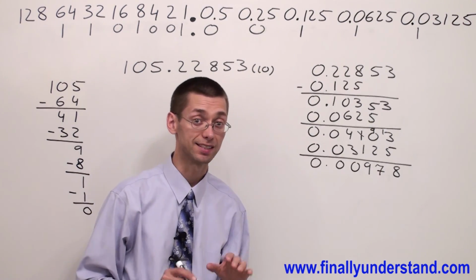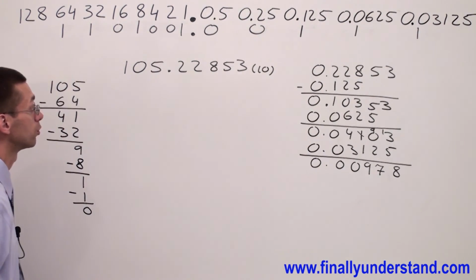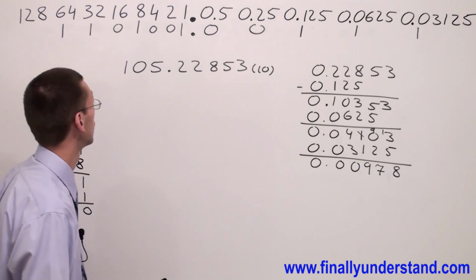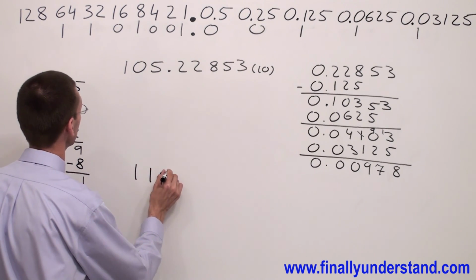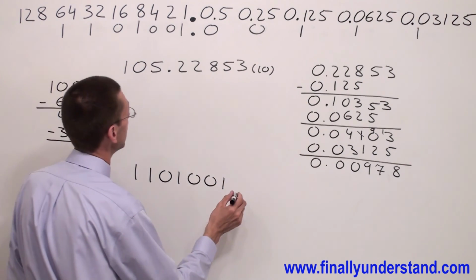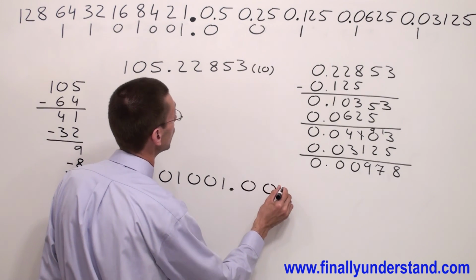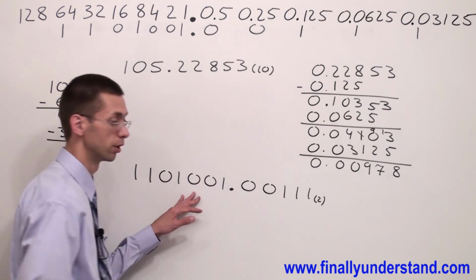It's not going to be exactly this value, but we said we want to keep just 5 binary bits after binary point. That's why my answer is going to look like this. I have 1 1 0 1 0 0 1, and this is my binary point, and I have 0 0 1 1 1 base 2. This is the solution to my problem.